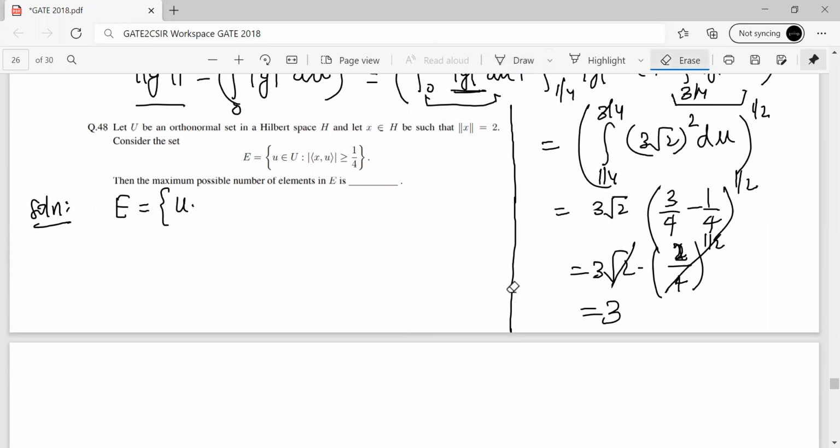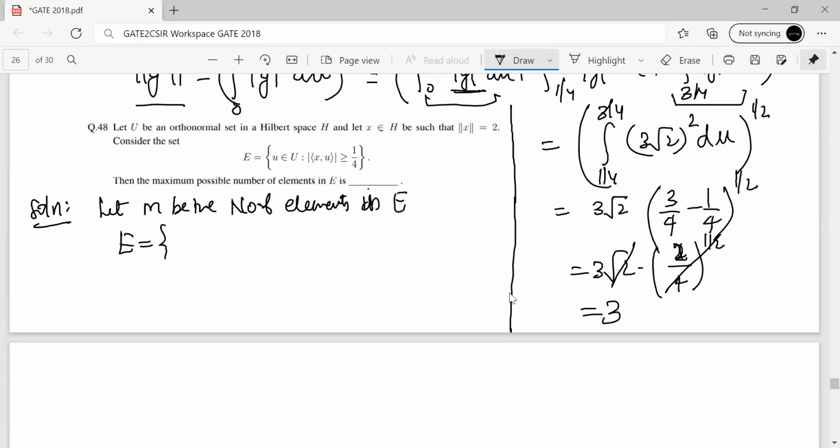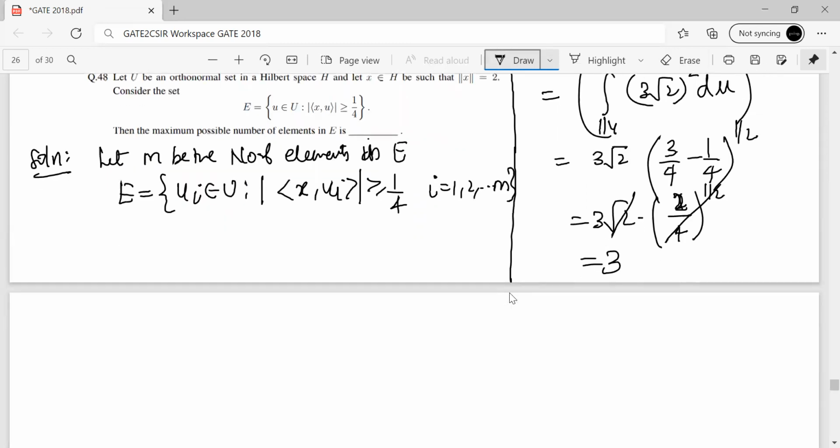Instead of solving it like this, I can consider, let M be the number of elements in E. Suppose there are M elements. So that means this E is nothing but Ui belonging to U such that mod of inner product of X comma Ui is greater than or equal to 1 by 4 for i running from 1 to M. Okay. Now, the goal here is to apply Bessel's inequality.